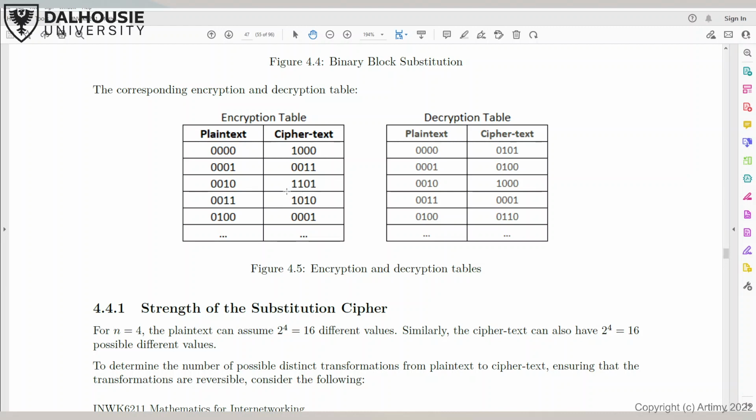So for the decryption here, if we take 0011, the ciphertext will be 1010. And if I look at it from the opposite direction, the ciphertext will generate the plain text, right? So it's the same. We can use one table to do the same thing.